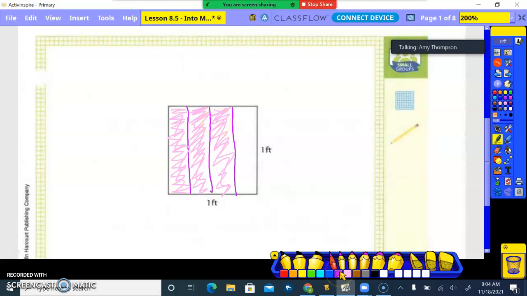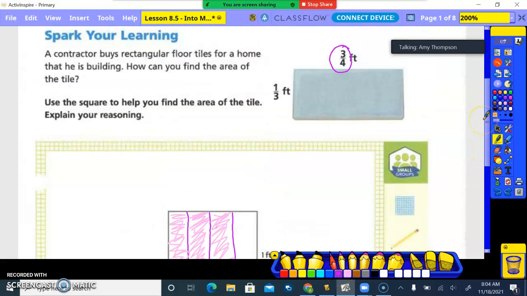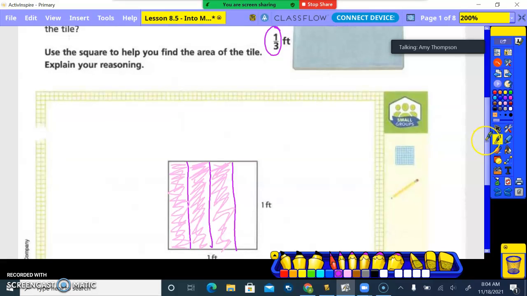Now we're going to go up and look at the other fraction, 1/3. That's going to tell us how many rows we need. So how many rows would we need using the denominator? 3. So we're going to draw 3 rows.